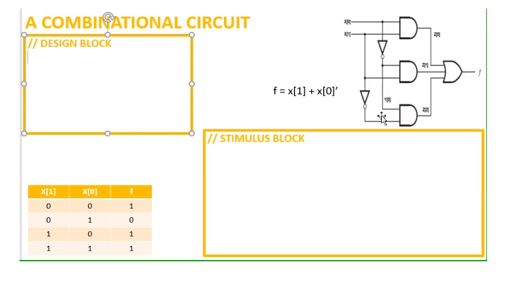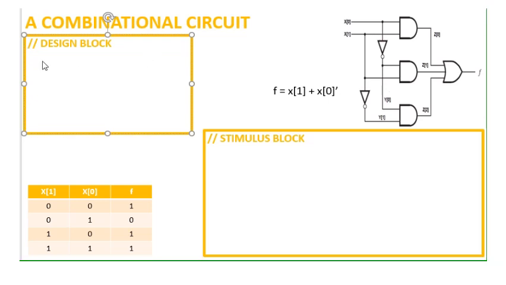But in addition to that, there are some intermediate signals which are again multiple bit wide. For example, y is a 2-bit signal represented as y of 0 and y of 1, and z is a 3-bit signal represented as z of 0, z of 1 and z of 2. Now we will first proceed to write the design block by representing these multiple bit signals, and then we'll move on to write the stimulus block.